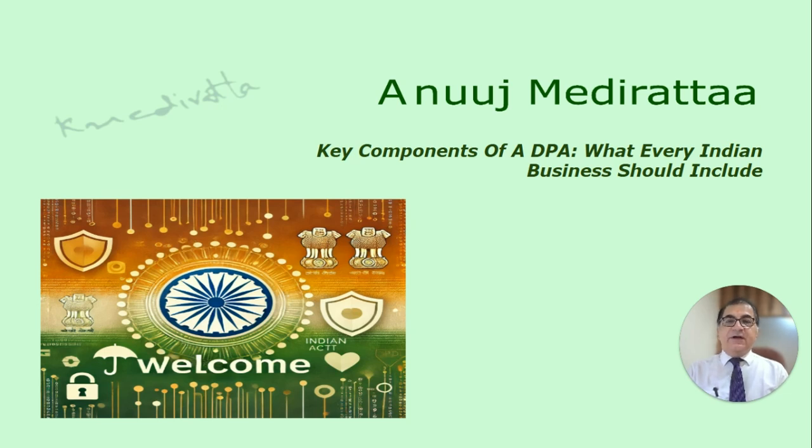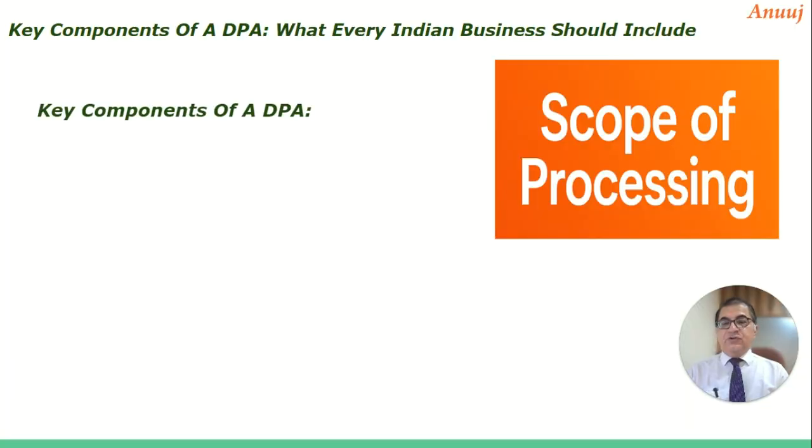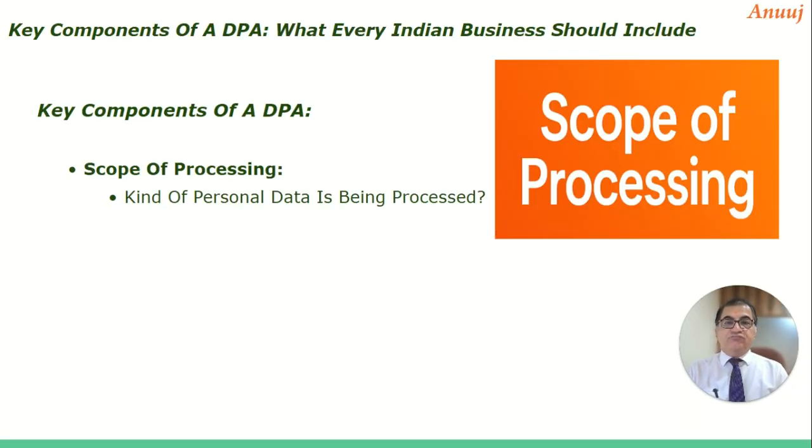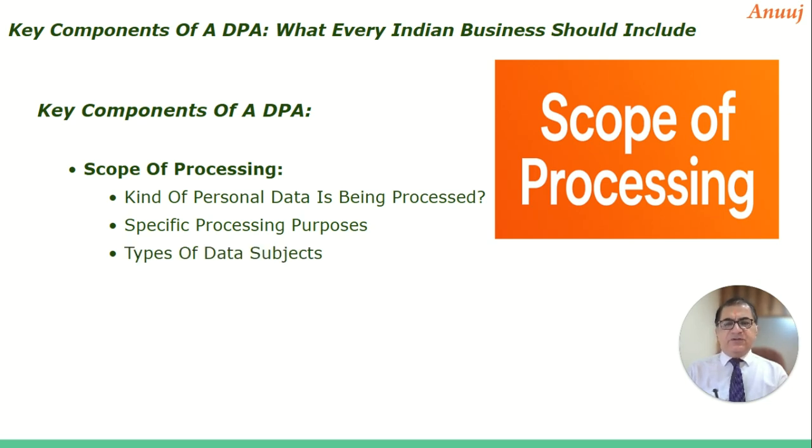And I said, let's talk about the key components of a data processing agreement. So, what are those? To begin with, what is the scope of processing? What is the kind of data that has been collected and is being processed? What are the specific purposes? Whether it's marketing, whether it is payroll processing, PF processing. What is the specific purpose of this data being processed?